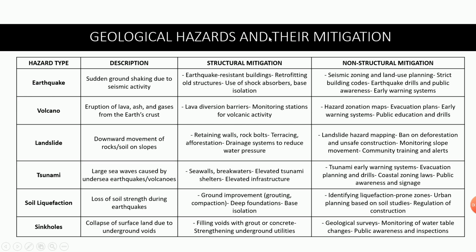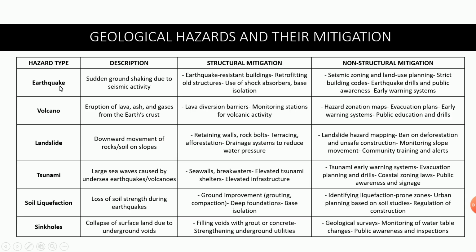So first is geological hazards and their mitigation. All the slides after this, I have given in this format only, table columns only. Why? Because there are so many types: some structural mitigation and then non-structural mitigation. I don't want you guys to miss out anything. I'm saying this in general; if it seems like I'm going too fast, stop me. We will take it slow.